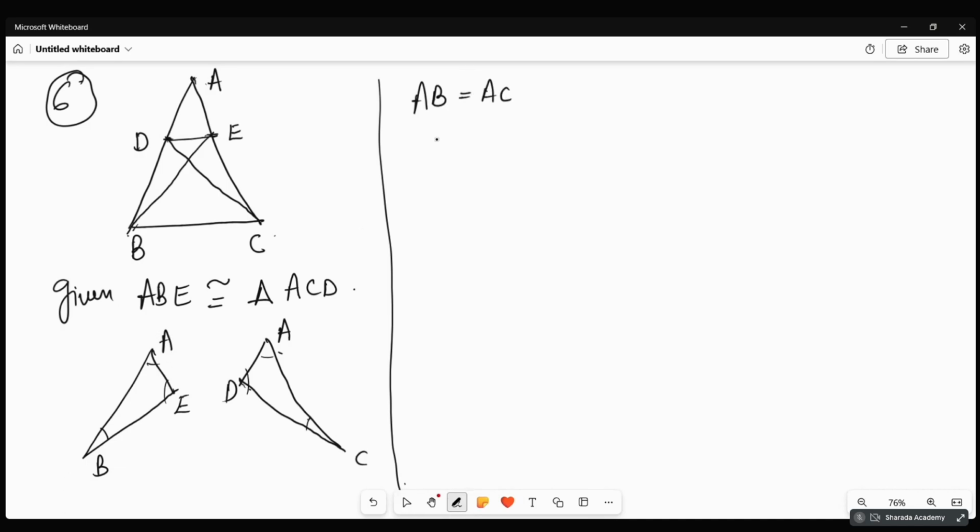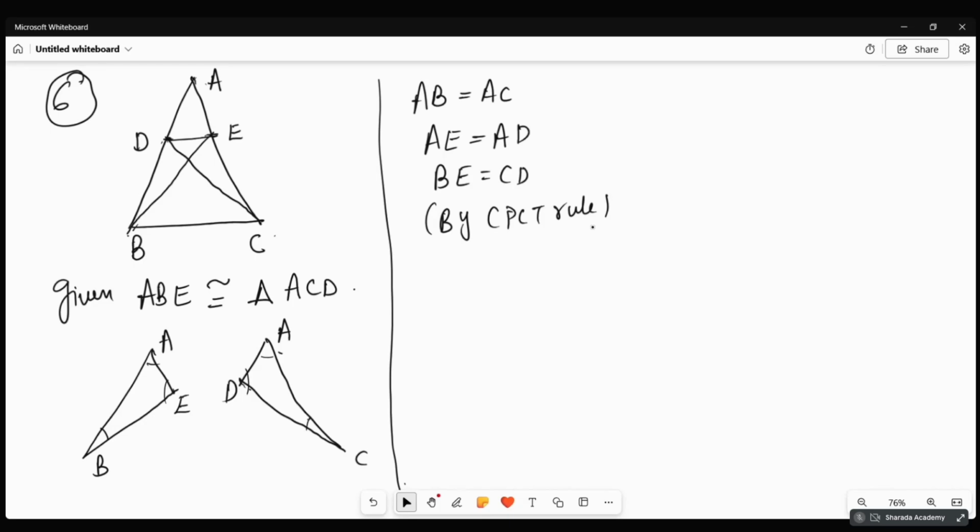And AE is equal to AD, and AB is equal to AC, and BE is equal to CD. These are the data we will get, because they have already told that they are congruent. Congruent means corresponding sides and angles will be equal. So this I will write by CPCT rule.